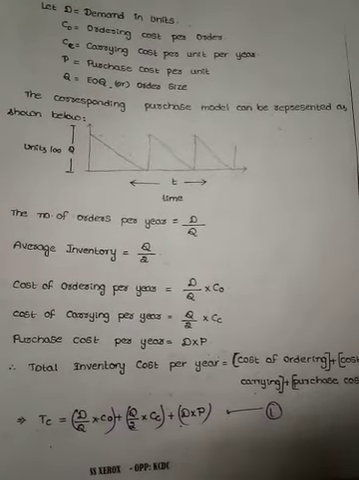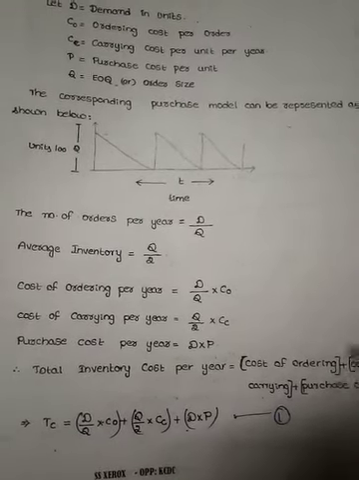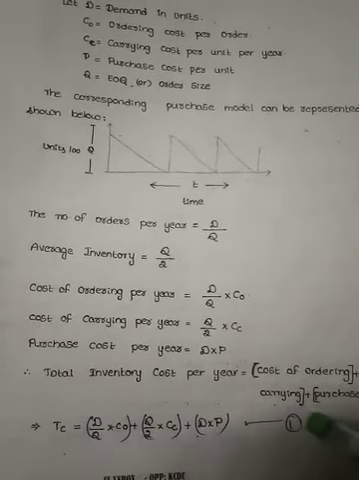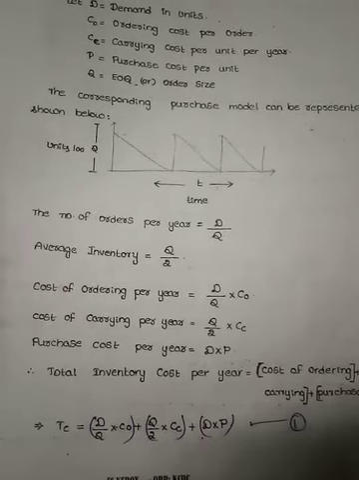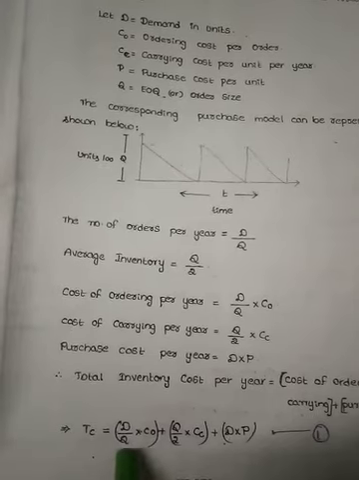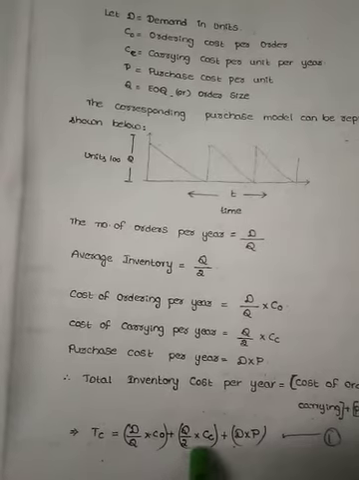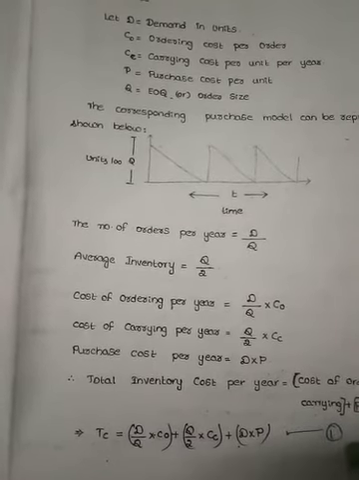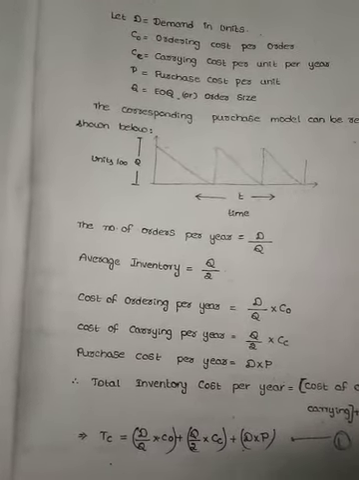Therefore, the total inventory cost per year is obtained by adding the cost of ordering, the cost of carrying, plus the purchase cost. That is, TC is equal to D by Q into C naught plus Q by 2 into Cc plus D into P. Let this be equation 1.